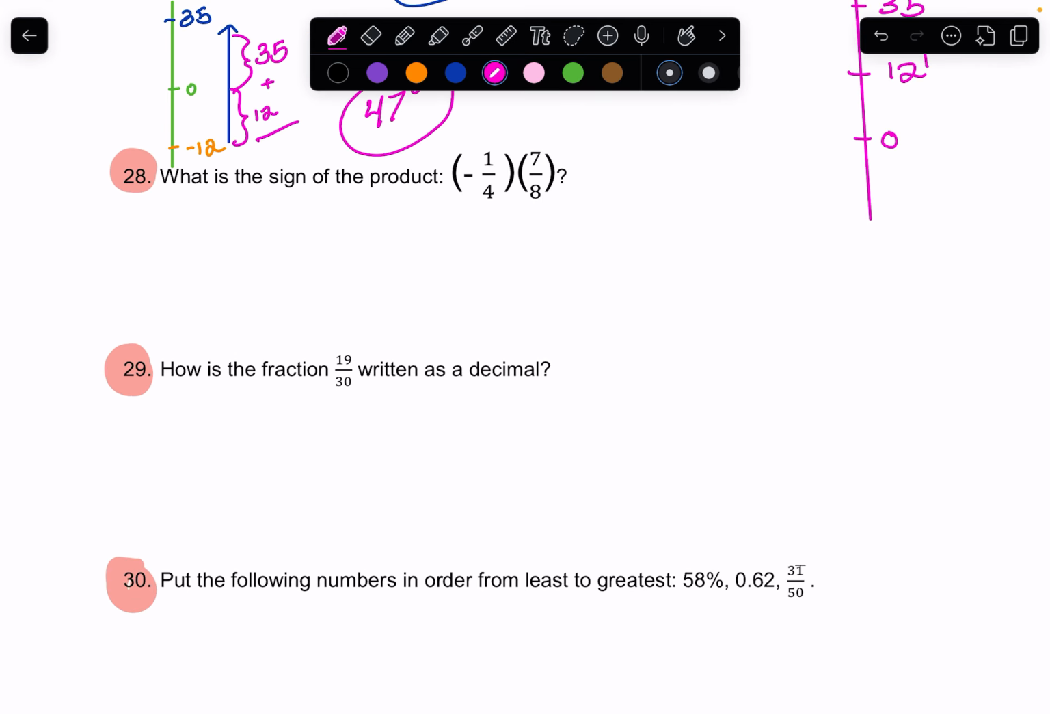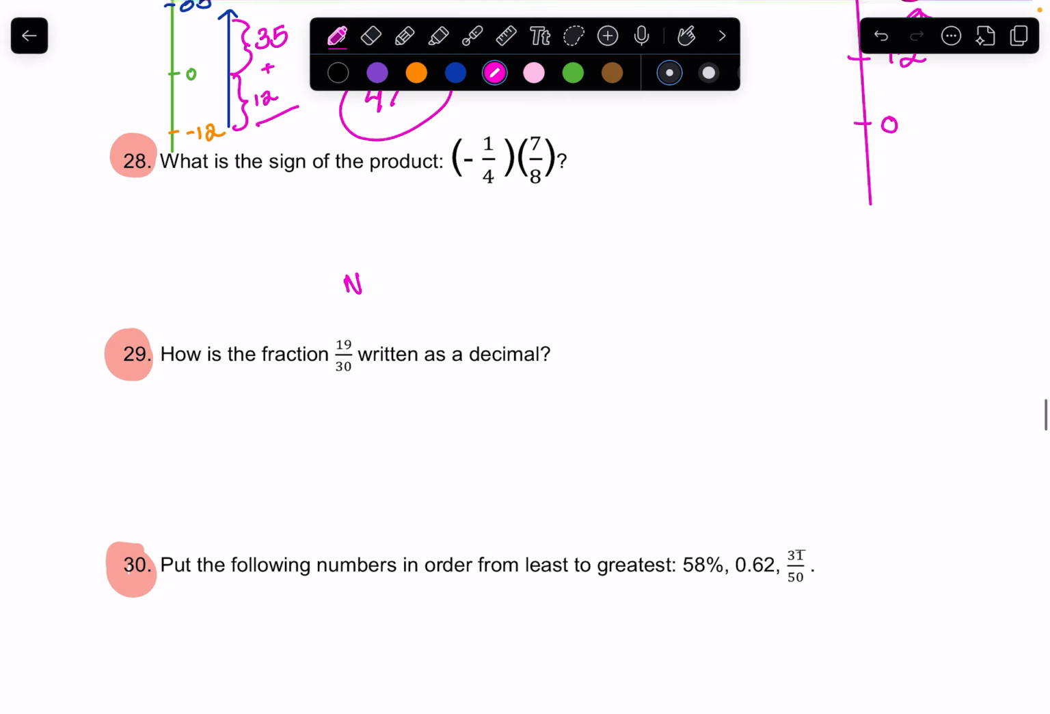Number 28, what is the sign of the product negative 1/4 times 7 over 8? So this is asking, do you know what happens when you multiply a positive and a negative? The answer is that the sign is going to be negative. No one should get this question wrong because you have a calculator. Plug in the numbers in your calculator. If it's asking about different signs, plug in 2 numbers that have different signs. What is negative 5 times positive 5? And you'll get a negative. That will give you your answer.